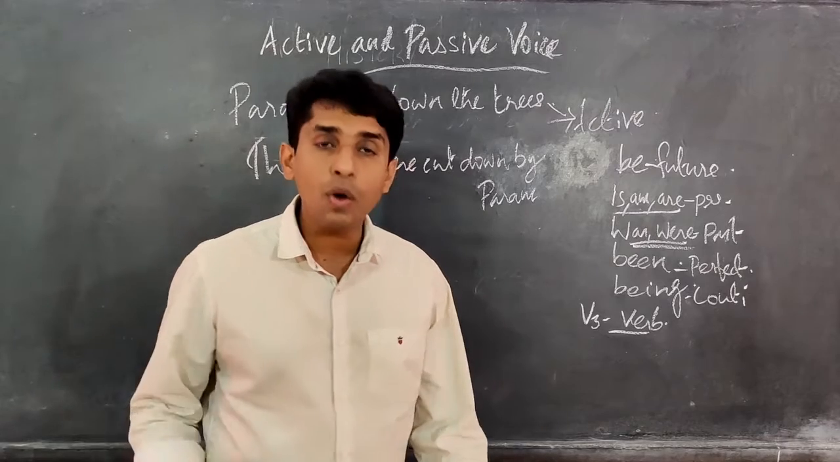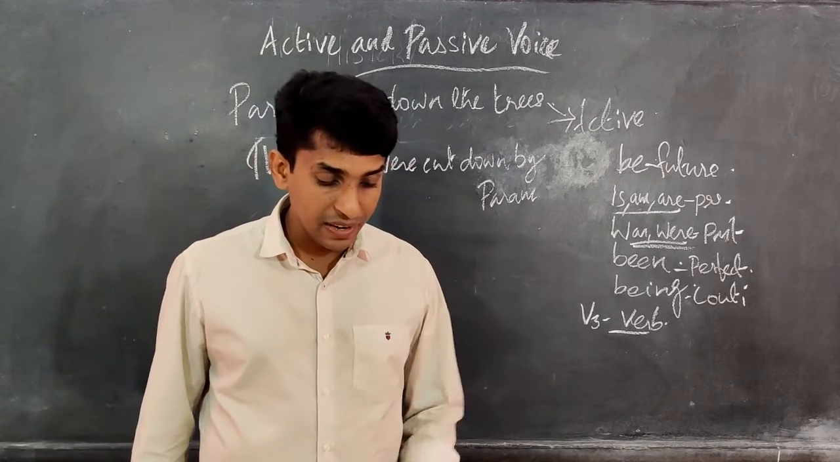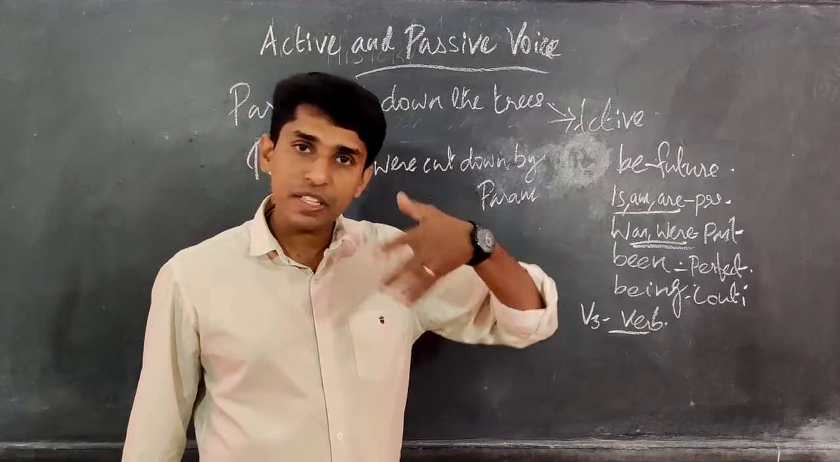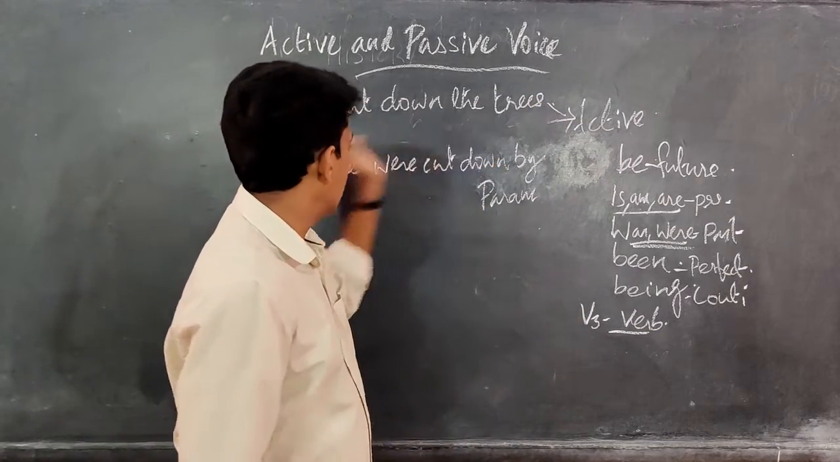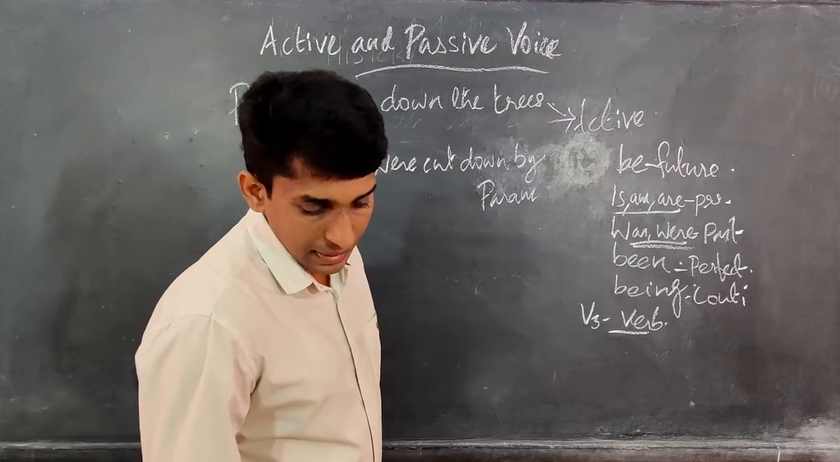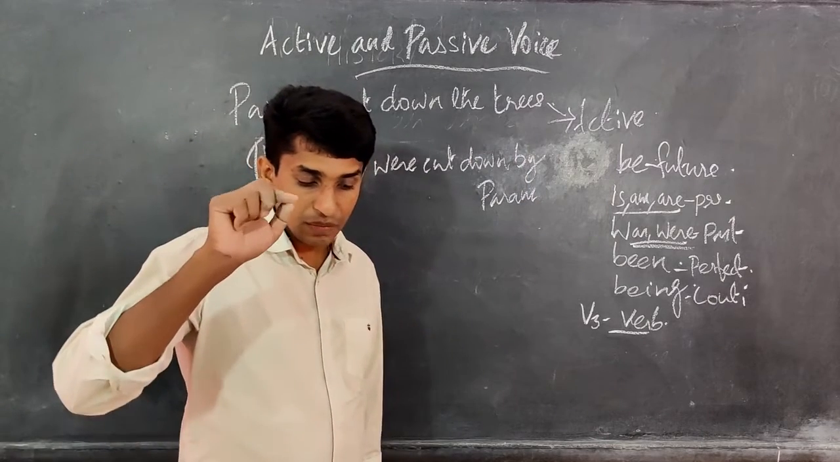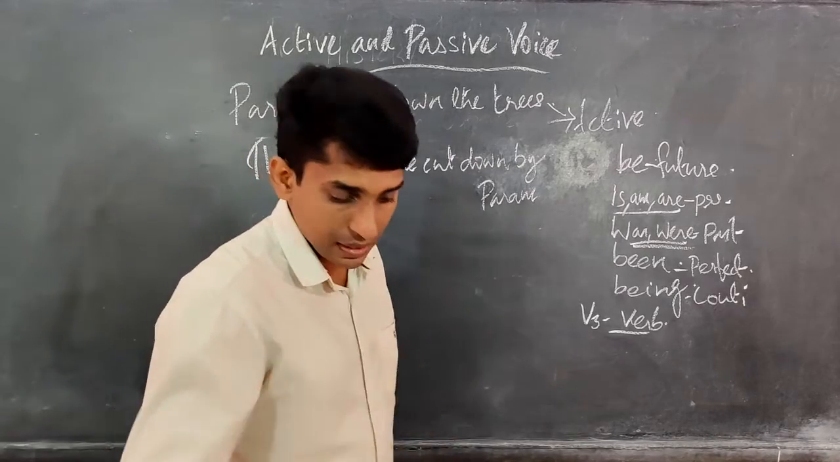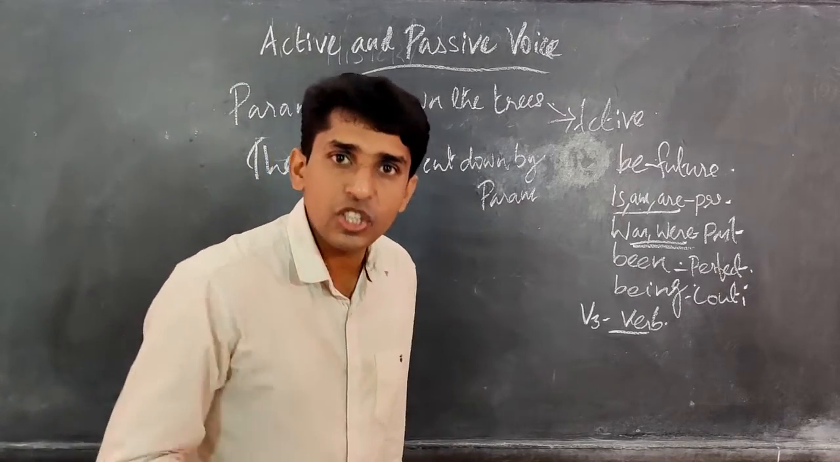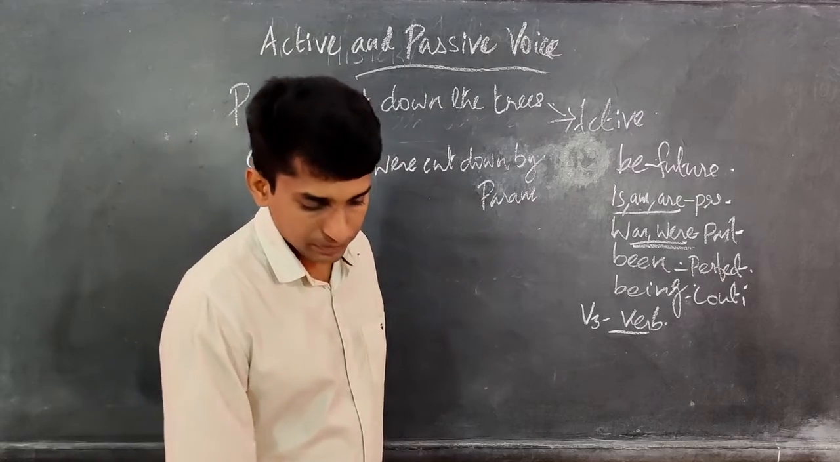Now read this. The trees were cut down by Param. In this sentence, the structure has been reversed, entirely opposite. Here the subject does not perform the action, it is the receiver of the action. The object is the receiver, isn't it? This sentence is in passive voice.